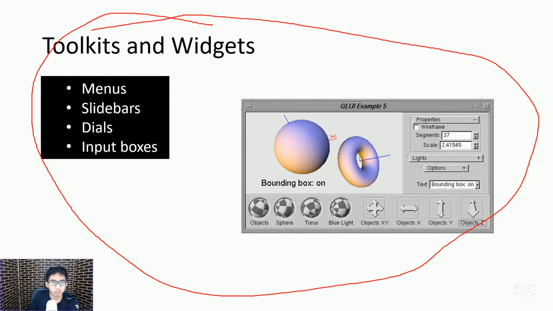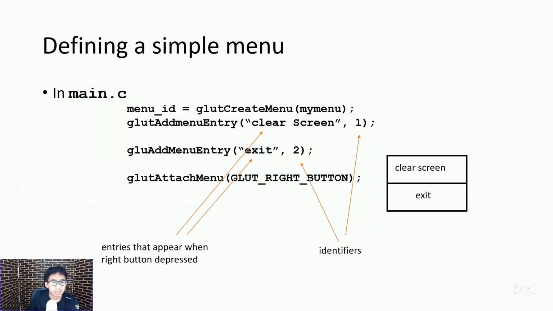Okay, this is some toolkit that also comes along with OpenGL. You can install it or add this additional library to OpenGL, but I haven't used it for a long time, I think. Okay, this is defining a simple menu. We create the menu. This is how we have a menu like in Microsoft Word or Microsoft Office, where we can click File, Exit and so on.